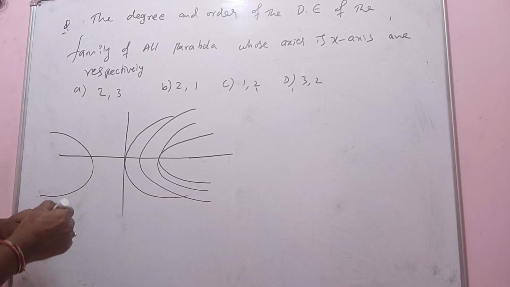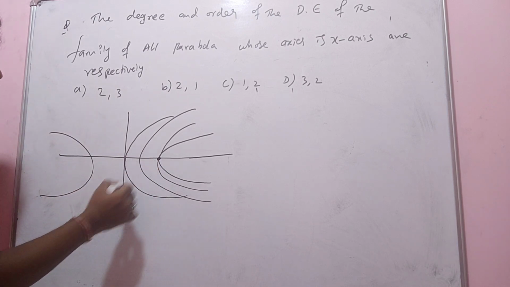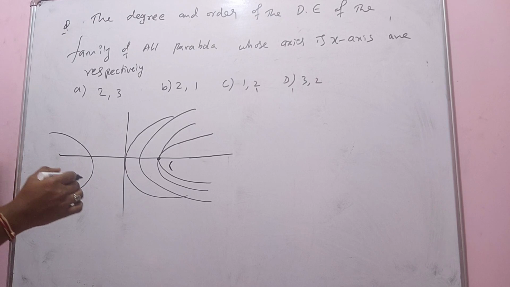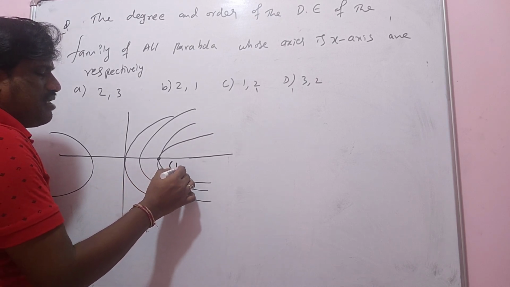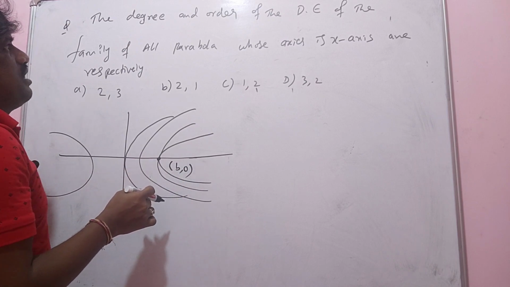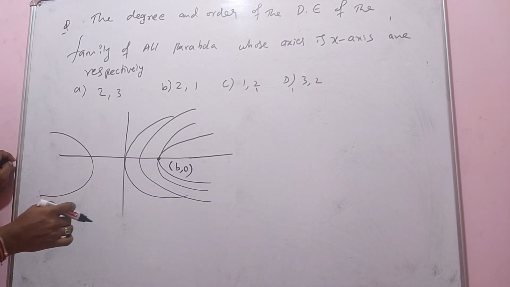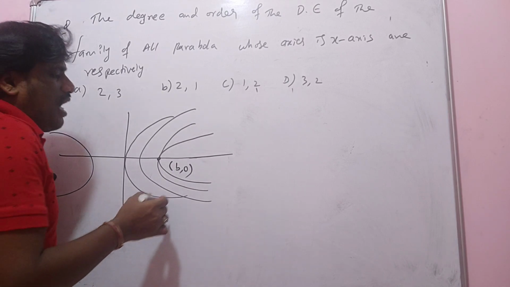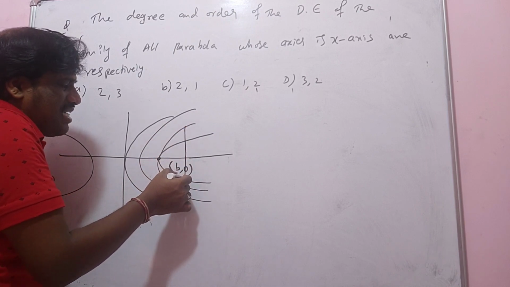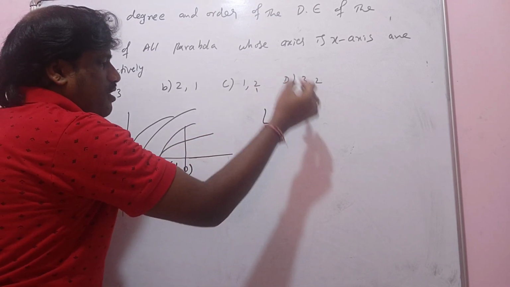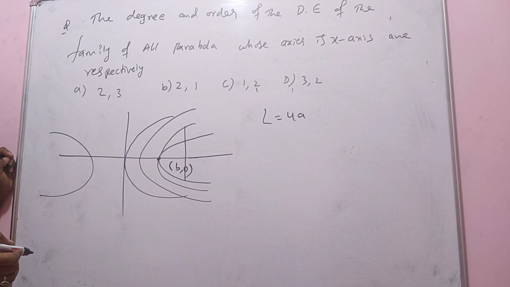Now what you have to understand here is that this will be the center, or rather the vertex, not center. So I can take the vertex of the parabola as b comma 0. The vertex of the parabola may or may not be the origin. The length of this one is called the latus rectum. The length of the latus rectum L is equal to 4a. You will learn the length of the latus rectum in conic sections.